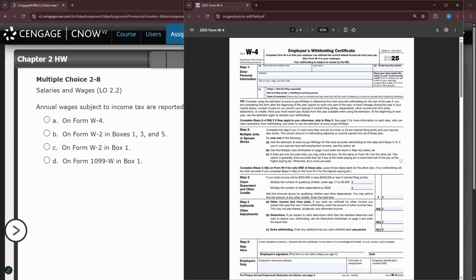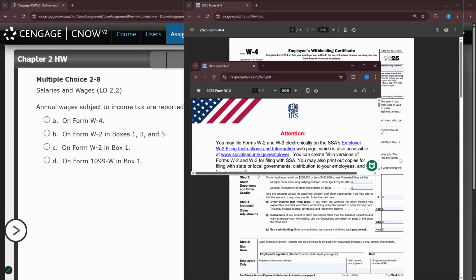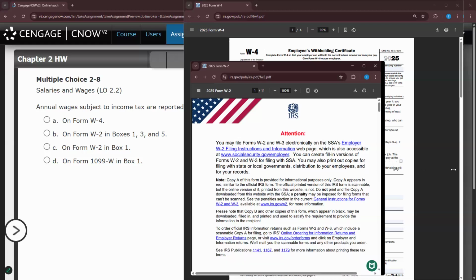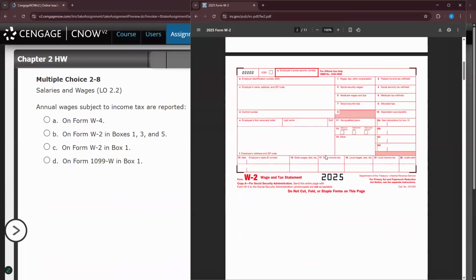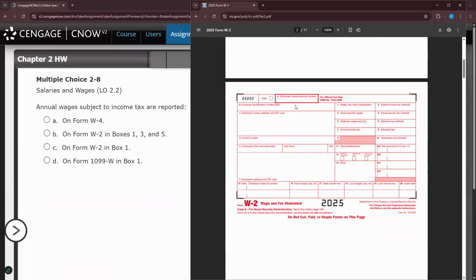All right, then we have Form W-2. With Form W-2, this is where all wages and income are reported. So I'm going to open this now from the IRS. Here we see this is if someone wanted to complete a fillable W-2. If you scroll down, this is what it looks like. It has the employer's identification number, which is like a social security number for a business, a way to identify them. The employer's name, the employee's first name, last name, and their address.